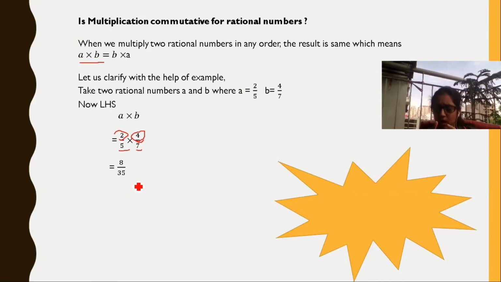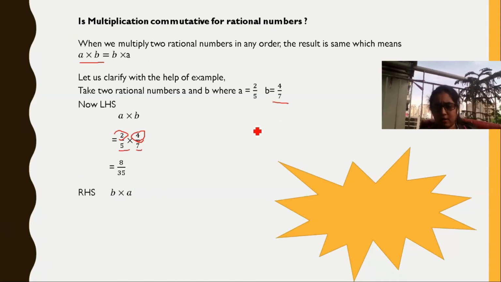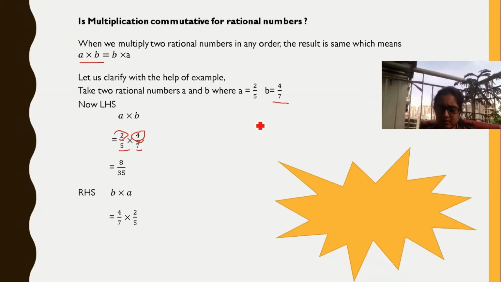Now we will do the right hand side. If both are equal, then we will say that multiplication is commutative for rational numbers. If the result is not the same, we will not say that multiplication is commutative for rational numbers. Now take the right hand side, b into a, where b is 4 upon 7 and a is 2 upon 5.